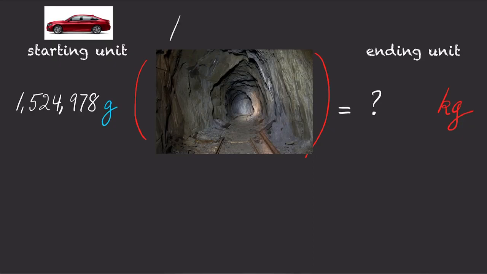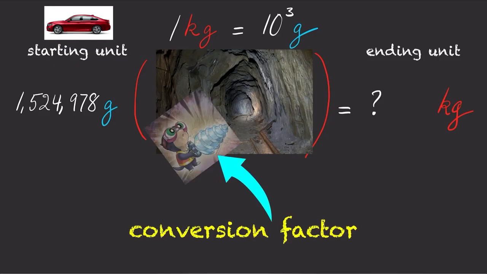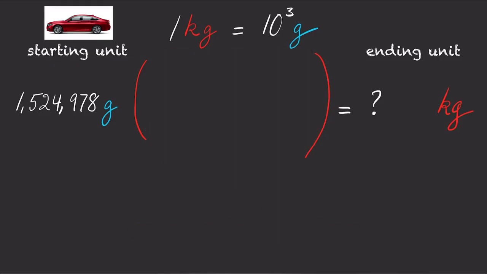For a measurement of mass in the metric system, the prefix kilo means 10 to the 3, which means 1 kilogram equals 10 to the 3rd grams. We can use this information to build the conversion factor. To build the conversion factor, start by writing the ratio as a fraction. In this case, if we put kilogram in the numerator and gram in the denominator, the grams will cancel and we're left with kilogram as the only unit, which is what we wanted to end with.